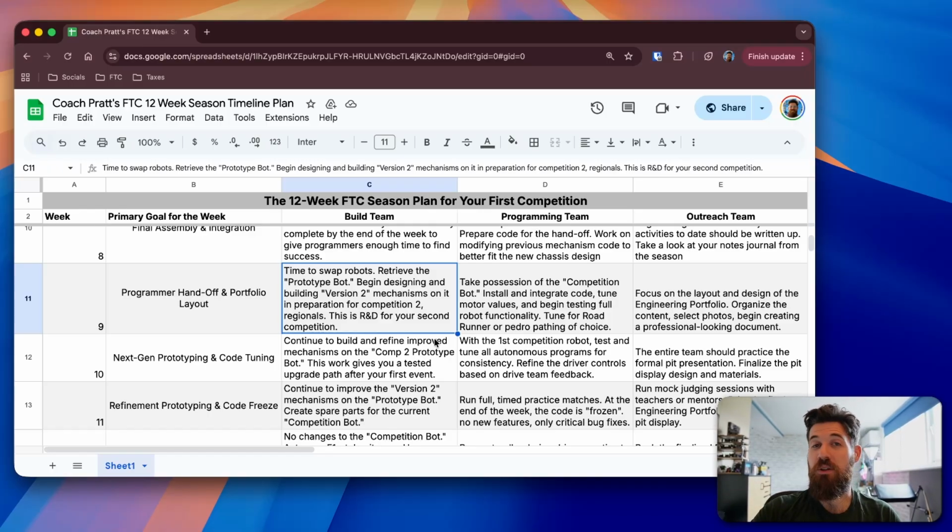So it's time to go out and do a little bit of R&D. That is your goal for this week. See what other things might make your robot a little bit better, so that next week you can come back with some fresh designs.